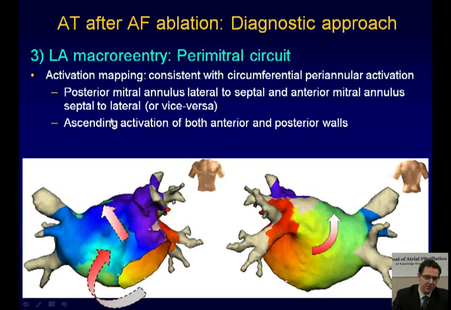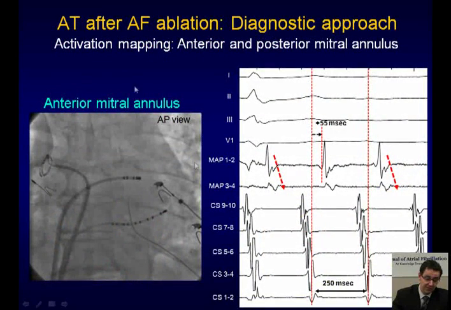The other potential circuit in the left atrium is around the perimitral annulus. The activation mapping in these cases would be consistent with the circumferential periannular activation, meaning that the posterior part of the mitral annulus would be activated lateral to septal, and the anterior part would be opposite, activated septal to lateral. There's an example shown here where you have the posterior part which is activated from lateral to septal, and the anterior aspect from septal to lateral.